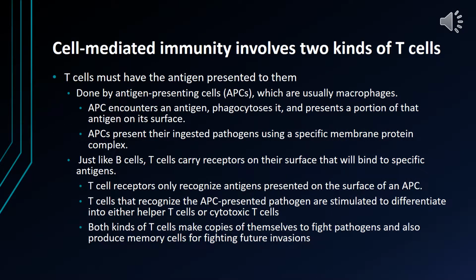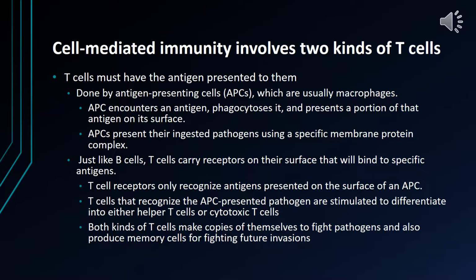Cell-mediated immunity involves two kinds of T cells. So unlike B cells, the T cells must have the antigen presented to them first before they're activated. And this antigen presenting is done by none other than the antigen presenting cells, or APCs, and these are usually macrophages. When an APC encounters an antigen, it phagocytoses it, or eats it, and then presents a portion of that antigen on its surface. The APCs present their ingested pathogen using a specific membrane protein complex.